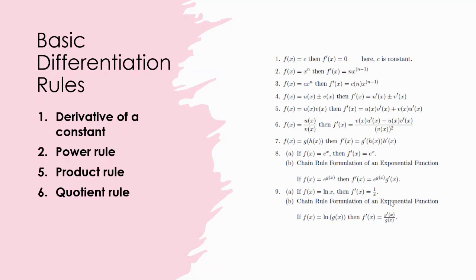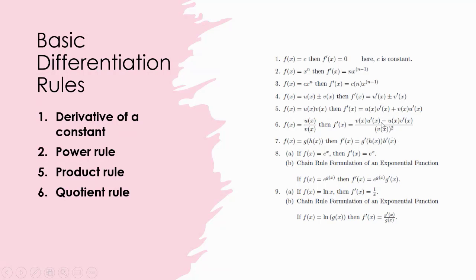Moving on, the product rule. Number 5 here talks about the product rule. You take the first term as it is, multiplied by the derivative of the second term, and then you add it to the second term multiplied by the derivative of the first. However, if you look at the quotient rule, you will notice that it's the same, but instead it's subtracted and divided by the denominator squared.